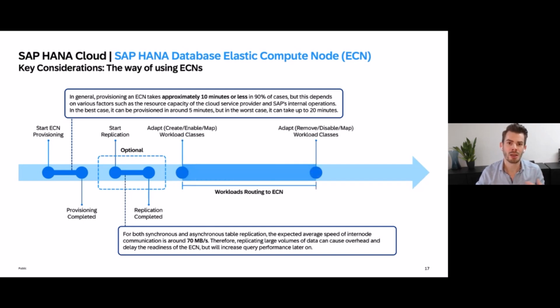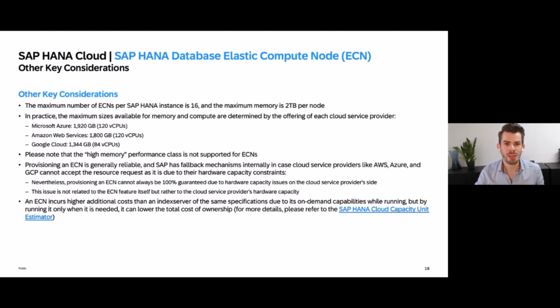During the Elastic Compute Node runtime, it makes sense to observe the workloads and to understand better which workloads can be routed to the Elastic Compute Nodes or not. And last but not least, the last step is then, as I stated in the process flow, the deprovisioning and the adaptation of the workload classes, which is then showing the end of the lifetime of the Elastic Compute Node. Just some additional key facts. I know it's a lot of content, but definitely very important for you to know about that.